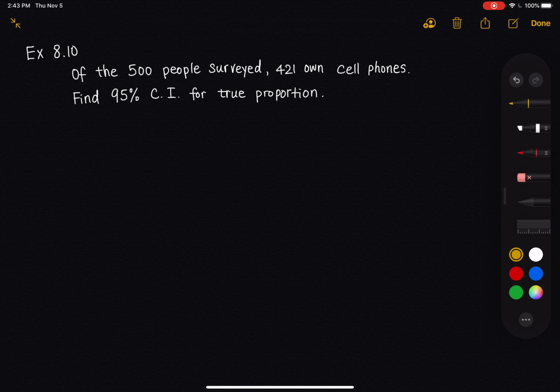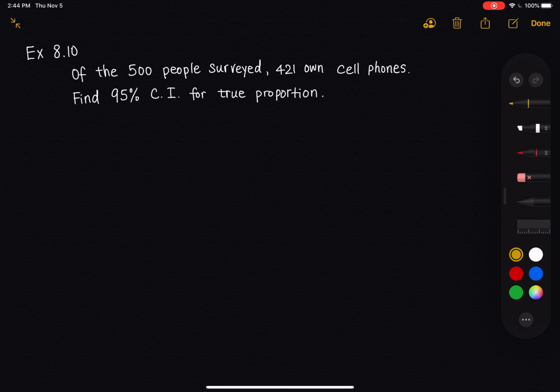Example 8.10. Suppose that a market research firm is hired to estimate the percentage of adults living in a large city who have cell phones. Of the 500 people surveyed, 421 of them own cell phones. The question is asking us to find a 95% confidence interval to estimate the true proportion of adult residents of this city who have cell phones.